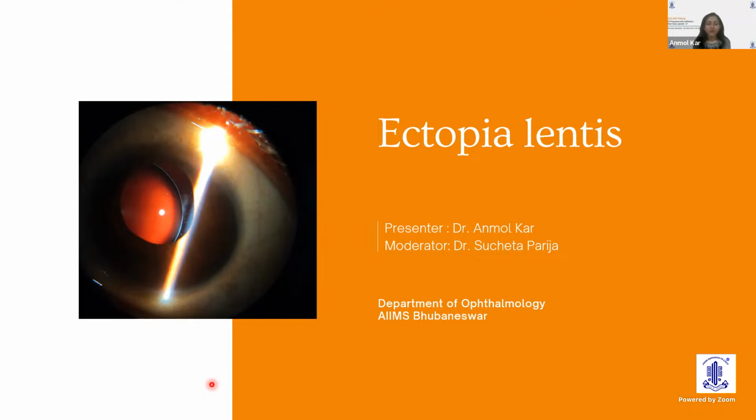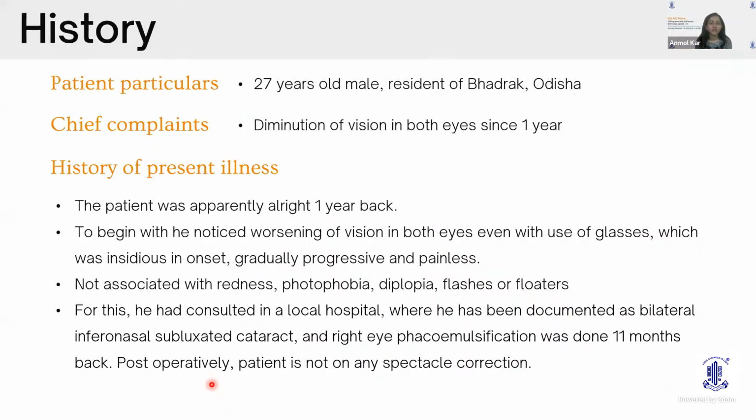Today I'll be discussing a case regarding ectopia lentis. Here I present a case of a 27-year-old male, resident of Bhadrak, Odisha, who came to us with the chief complaint of diminution of vision in both eyes since 1 year. The patient was apparently all right 1 year back. To begin with, he noticed worsening of vision in both eyes, even with the use of glasses.